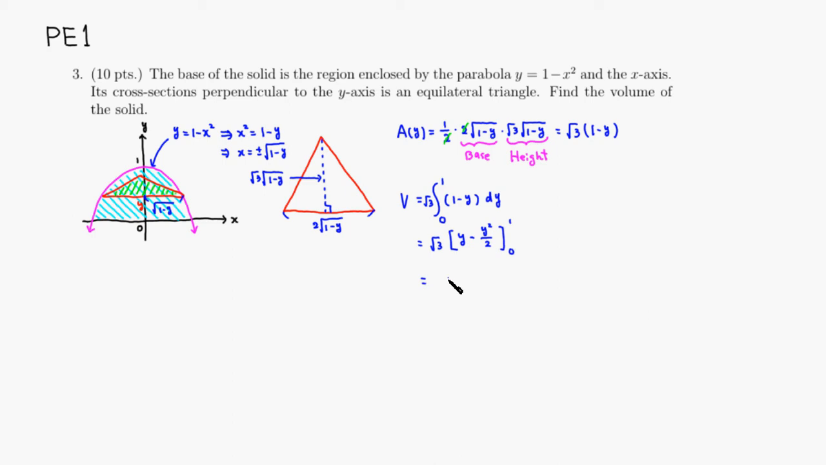So this is square root of 3, and then if you plug in 1, you get 1 minus 1/2. If you plug in 0, it's all 0, so I'm not going to put anything there. So this is square root of 3 over 2. This is the volume of the solid. That's it. I hope that this was clear.